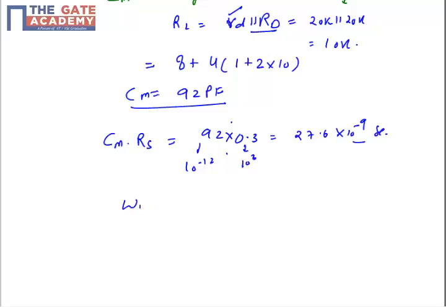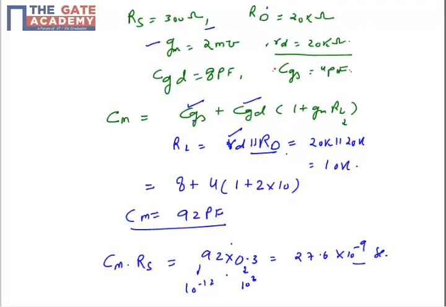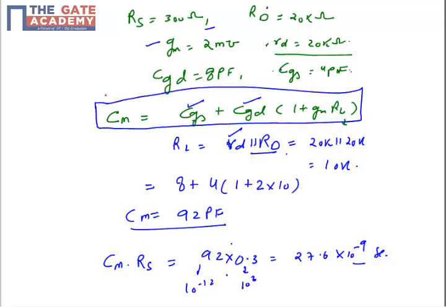So my upper cutoff frequency will be 1 by the time constant, that is 10 raised to the power 9 by 27.6 radian per second, or in hertz you will find it as 10 raised to the power 9 upon 2 pi times 27.6, which comes out as 5.7 megahertz. So it is with the help of Miller's theorem that we get this formula. It is a very important concept of high frequency FET.